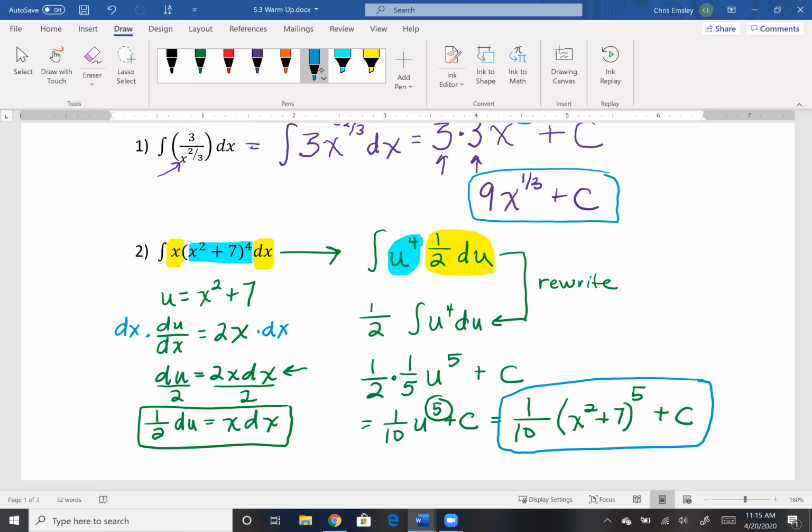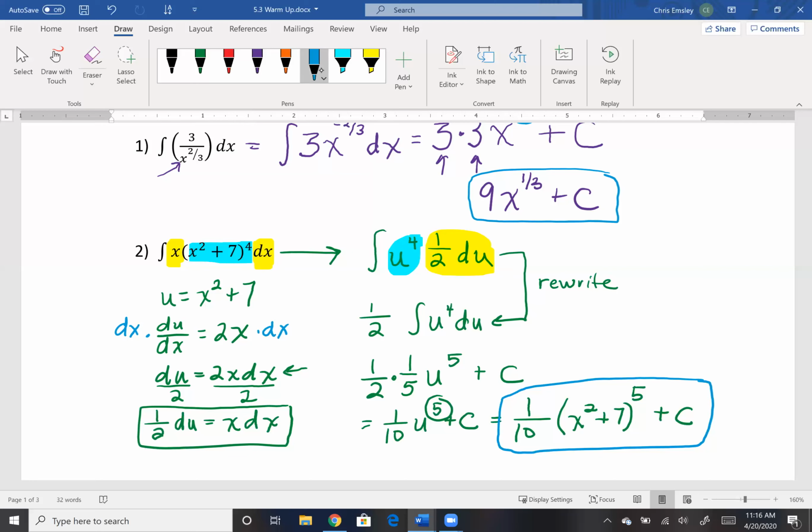I have a question. So when you were talking about separating the 1/2 from the du, I was wondering, instead of dividing by 2, could you multiply both sides by 1/2? Absolutely. Those are equivalent operations. So dividing by a number or multiplying by its reciprocal, those are equivalent.